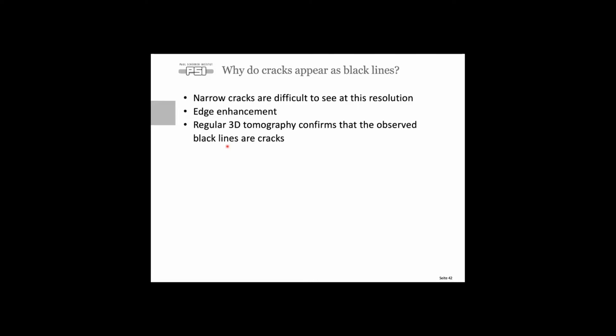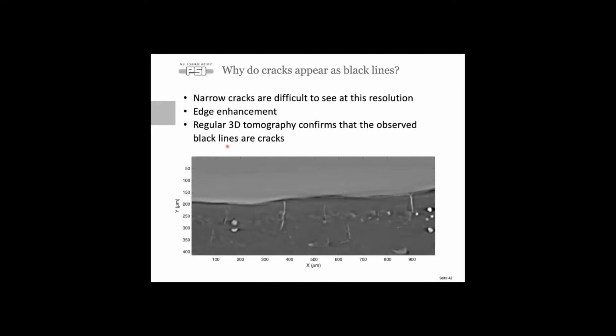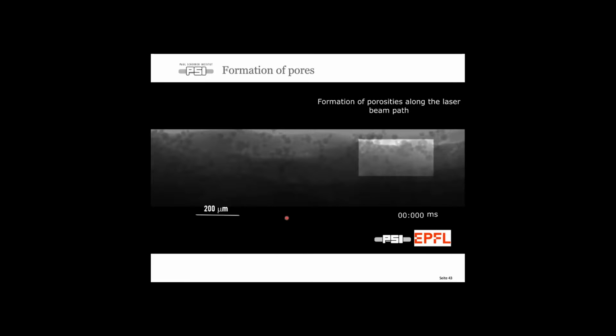We have done 3D tomography afterwards on these samples, and I'll show you just here a cut through such a tomogram, where we can see how pores and cracks now have the same kind of contrast as you would expect. So here we do not have this edge enhancement because we were working in high resolution mode. So we are absolutely convinced that what we are seeing are actually cracks. The other thing that we can see are pores. So I'll show you here another graph, and so the laser beam will first come from the right.